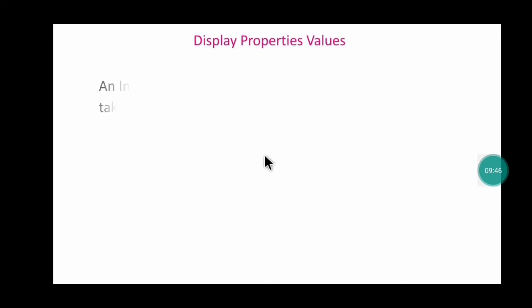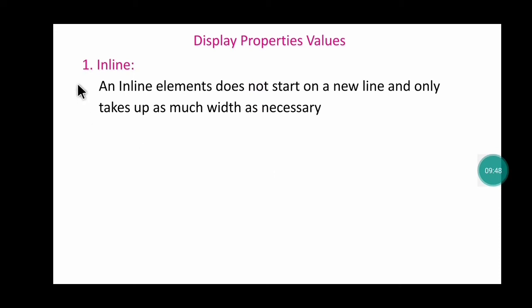Display property values. Now what are the display property values? The first is inline, display inline. So display is the property, and the value is inline. An inline element does not start on a new line and only takes up as much width as necessary. Meaning an inline element does not start on a new line, but takes only as much space or width as required.